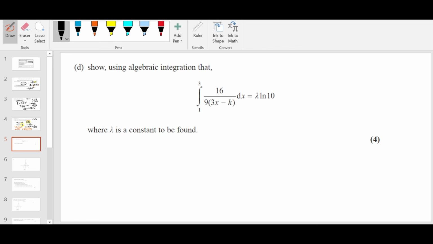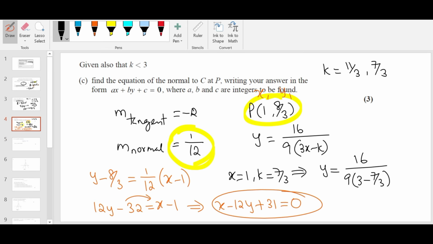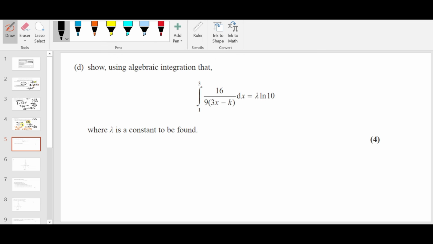Here they did not specifically mention about k, so we are going to use the value of k as 7/3, which is what was mentioned in the previous part. k is less than 3, so 7/3. So replace k by 7/3 and integrate it. You need to remember this rule.